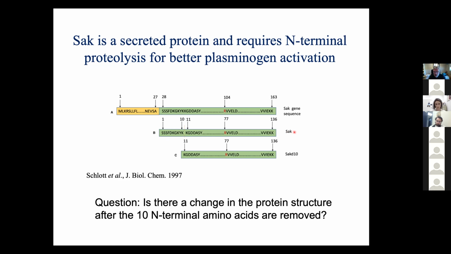So we made what we call SAC, which is the full protein from residue 1 to 136. And then we made another construct which started at residue 11, and then all the way till the end, SAC D10. It misses the first 10 amino acids. And so the question then is, is there a change in the protein structure after we remove these 10 N-terminal amino acids? And so, of course, we did this by NMR.